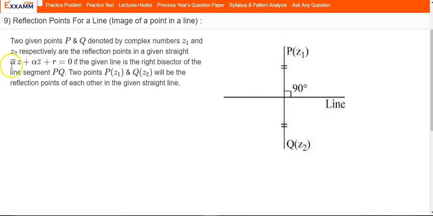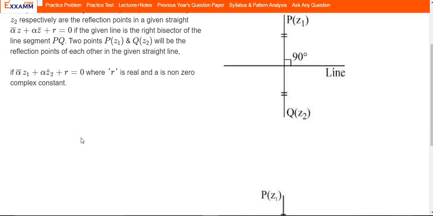Now let the equation of the line be alpha bar z plus alpha z bar plus r, where again alpha is a complex constant and r is a real number. In case instead of r some complex number is given, we have to divide the whole equation by that complex number, so that we get the equation in the proper format. Then only can we apply the various formulas which we have learned.